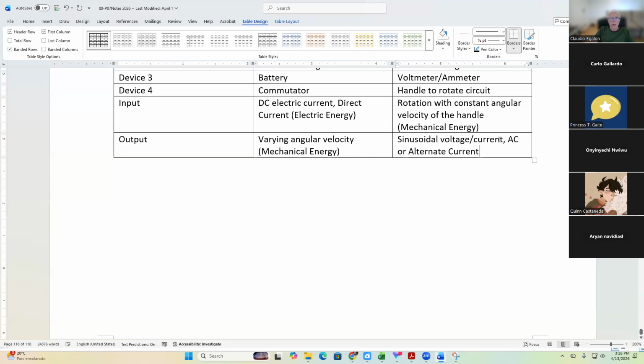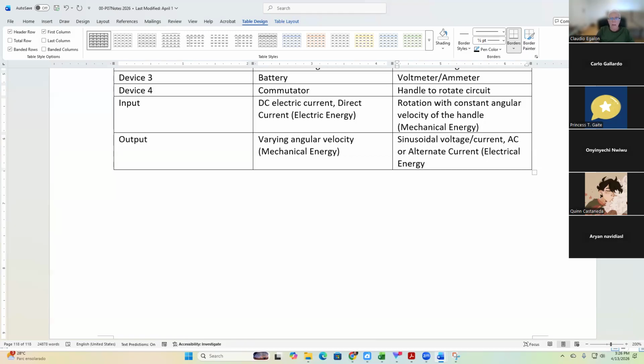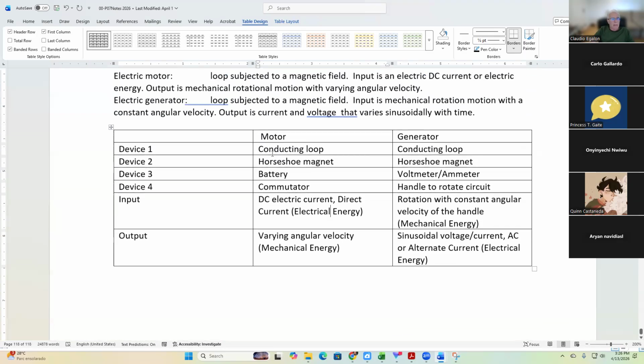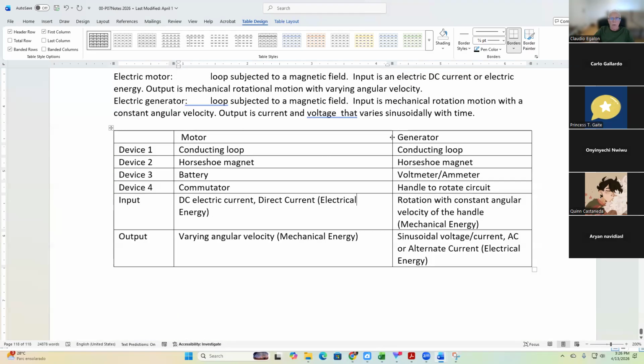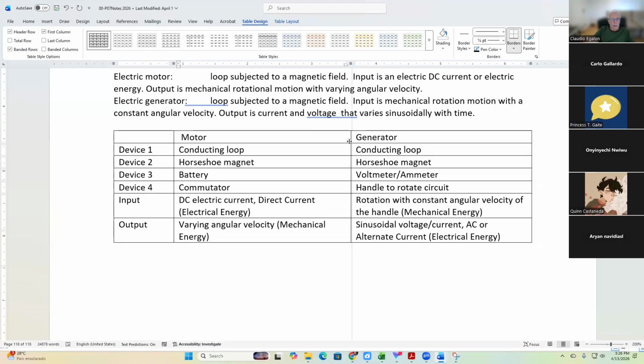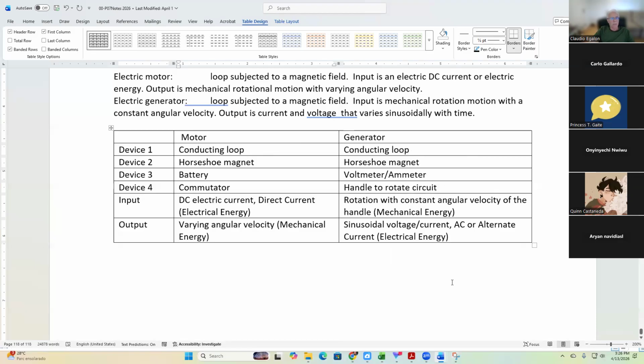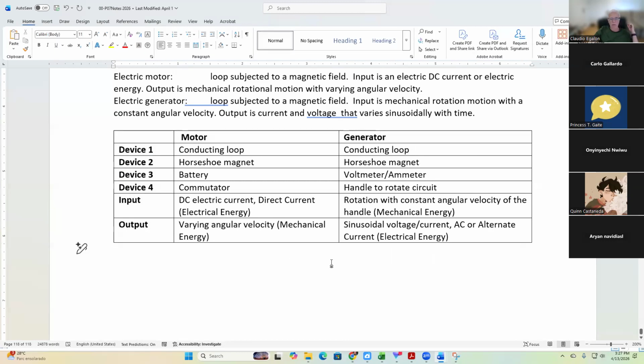Output: electrical energy. Mechanical energy, electrical energy. Here you go. Let me organize my table here in a better way. Do you see the difference between those devices, right? Like I said, if you understand one device, it's not going to be difficult for you to understand the other device.